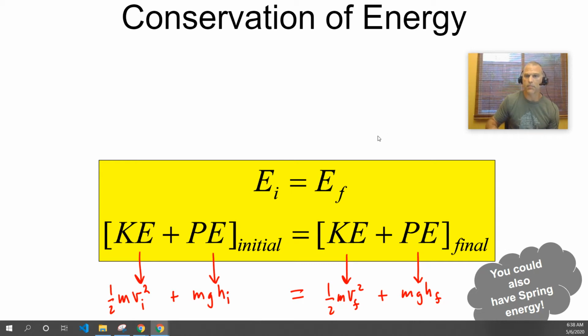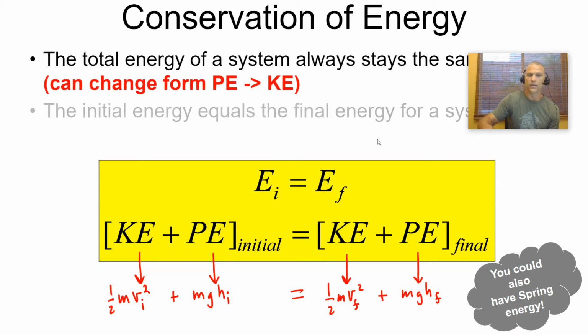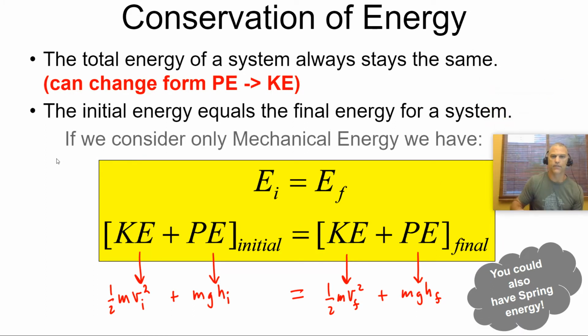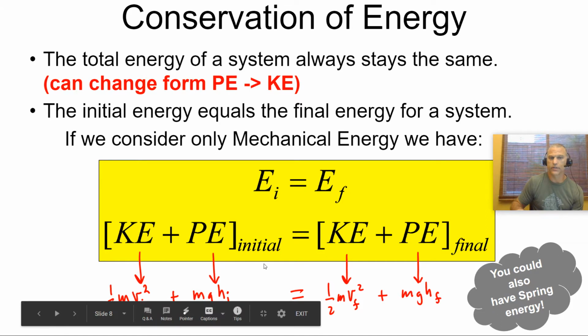So I'm going to pick back up here. Again, if we put that in equation form, most of the problems this week are going to involve kinetic and potential energy. And so we're going to look at the total energy of the system. Initial is going to equal the total energy of the system final.